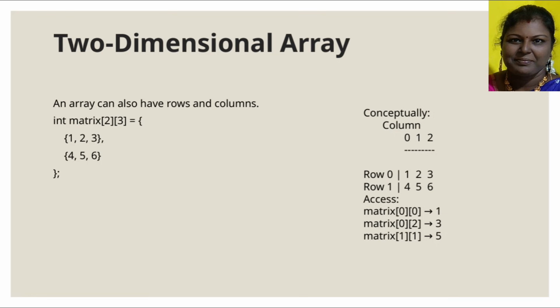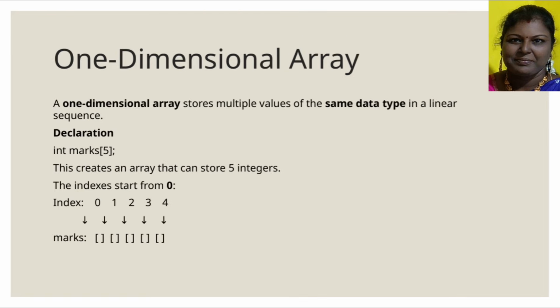Let's talk about one-dimensional arrays. They're a way to store multiple values of the same type, lined up in a row. For example, when we declare an array like this, int marks with 5 elements, we're setting aside space for 5 integers. The key thing to remember is that indexing starts at 0.